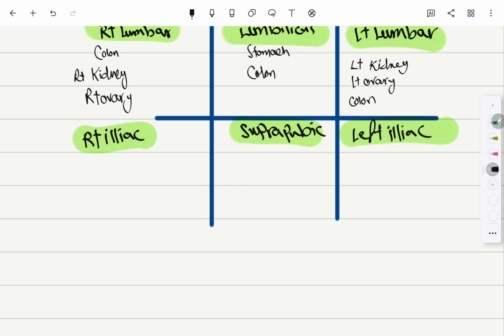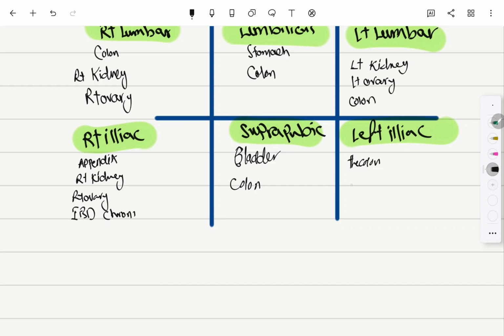And in the right iliac fossa, if there is pain, there may be inflammation in the appendix, and right kidney, right ovary, inflammatory bowel disease like Crohn's. Suprapubic, maybe there will be the bladder, and also some part of the colon, and here would be the colon also, left kidney, left ovary.